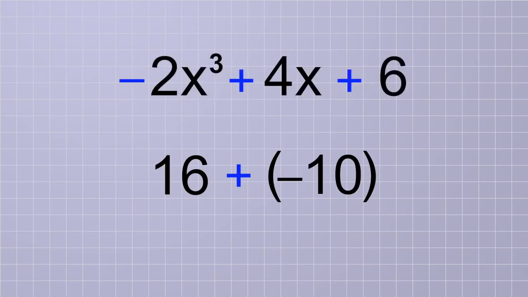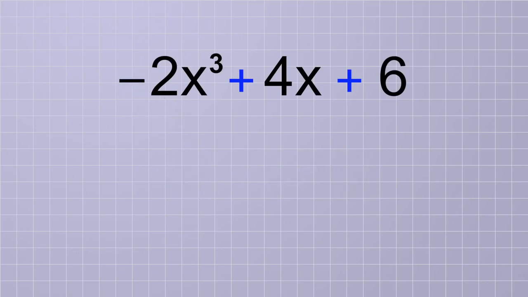Remember, it's best to think of all terms in a polynomial as being added, but they can have coefficients that are either positive or negative. That's why this negative sign stays here with the 2x cubed term, because it's a negative term. So this polynomial is now as simple as it can be since there's no other like terms.